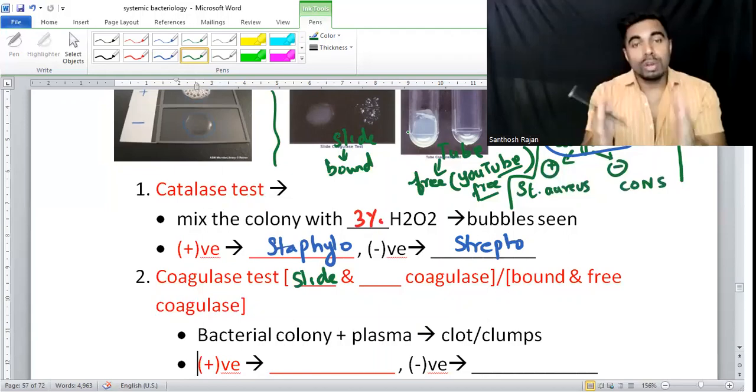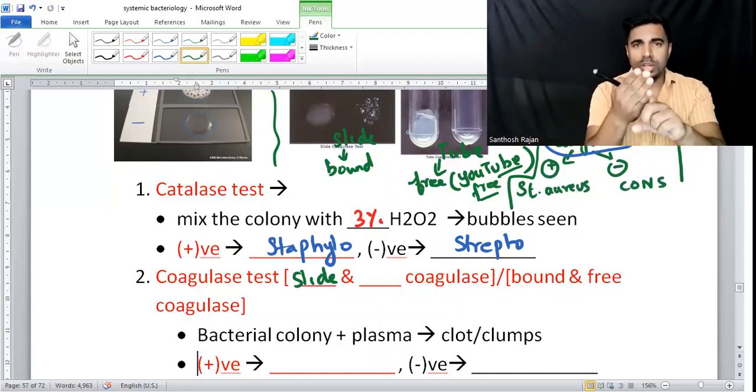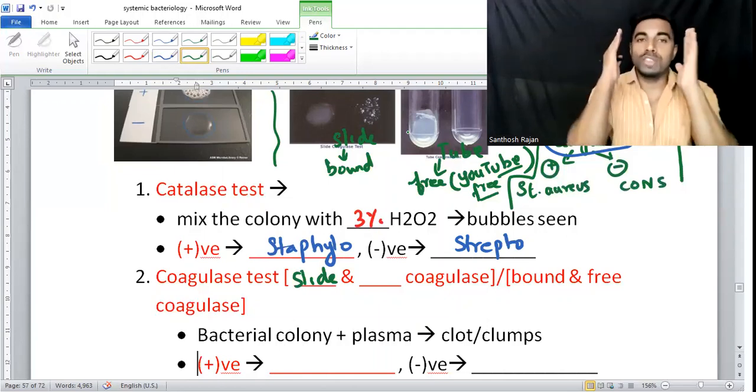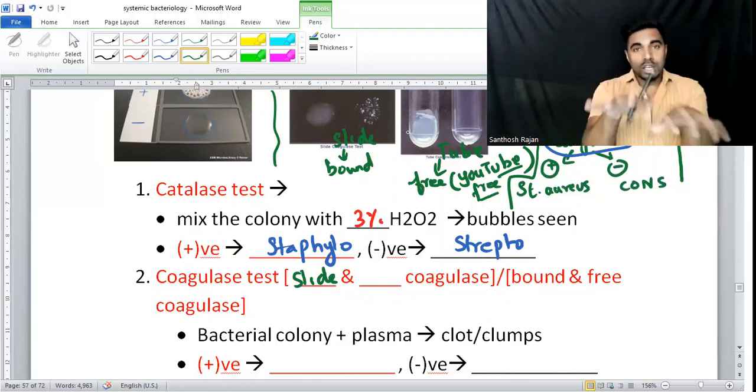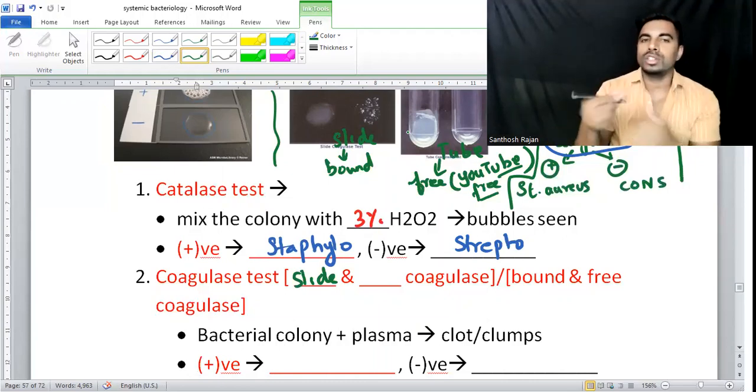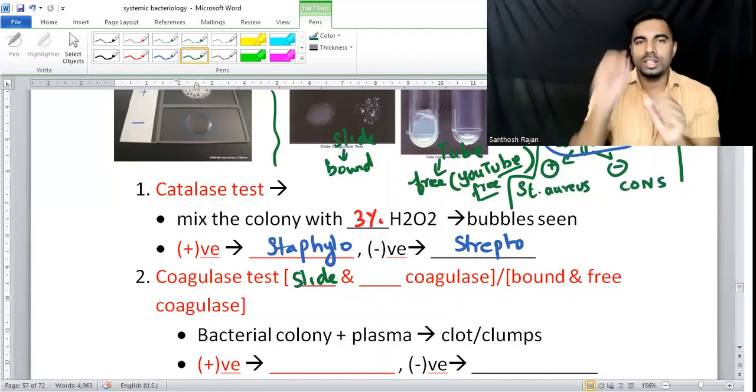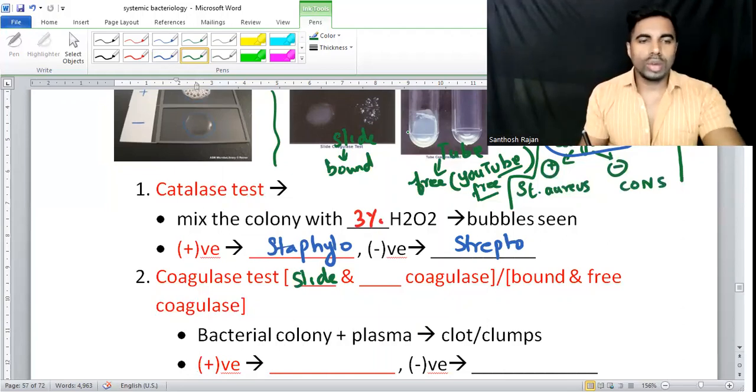We have other tests also. Apart from this, we have other tests like DNase, phosphatase, thermonuclease, and mannitol salt agar, which is also specific for Staphylococcus aureus. But the best one is coagulase. In the lab, for diagnostic purposes, the easiest test to do is coagulase. All the rest are other things.